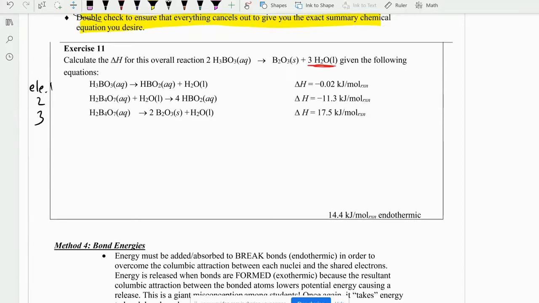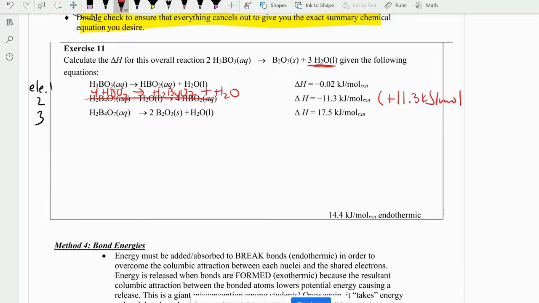And so what do I mean by that? Flip the sign. So it'll be positive 11.3 kilojoules per mole. And instead of writing it like that, you would consequently do 4 HBO2 and bring the reactants over to the products now, H2B4O7 and H2O.